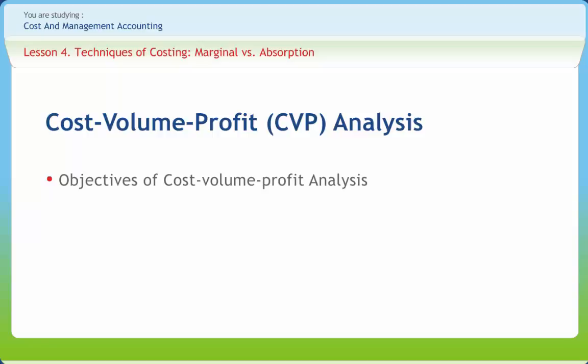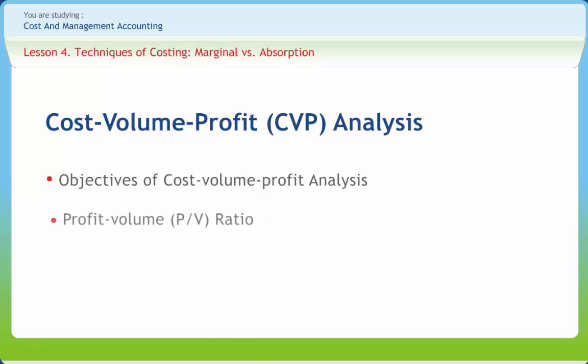Cost volume profit analysis is useful in setting up flexible budgets which indicate costs at various levels of activity. Cost volume profit analysis is of assistance in performance evaluation for the purpose of control. For reviewing profits achieved and costs incurred, the effects on cost of changes in volume are required to be evaluated.